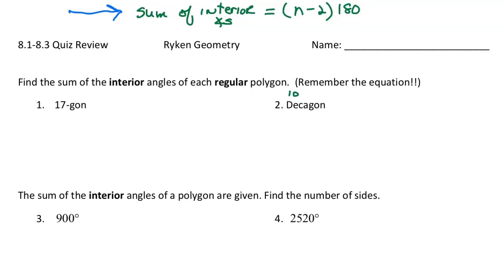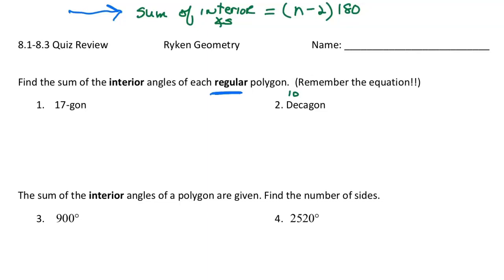Okay, so we've got to do a couple of things here. We've got to be careful. First off, you want to know that it's a regular polygon. That doesn't really impact my answer, but you should know that regular means that all the angles and all the sides are equal. If you just want the sum of the interior angles, you're going to use that equation.